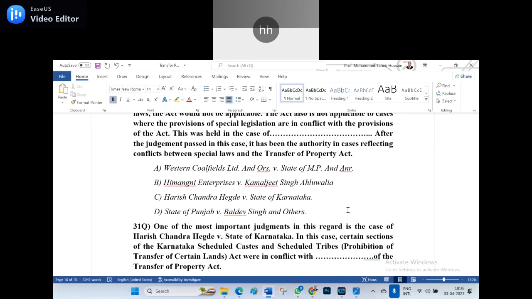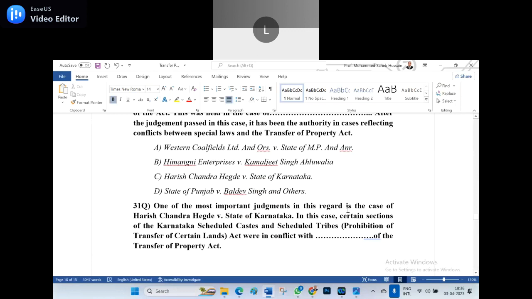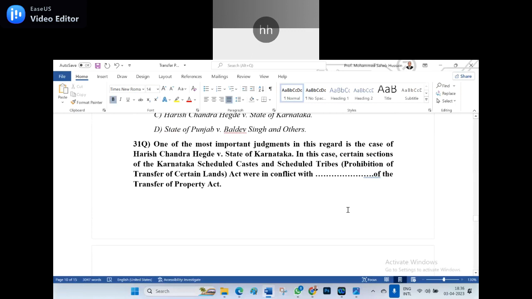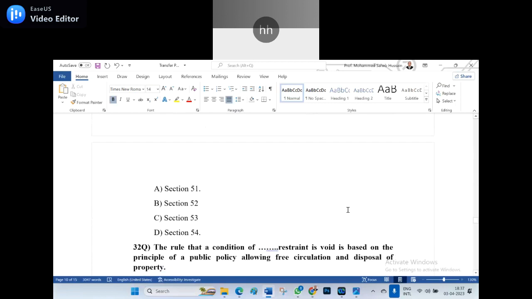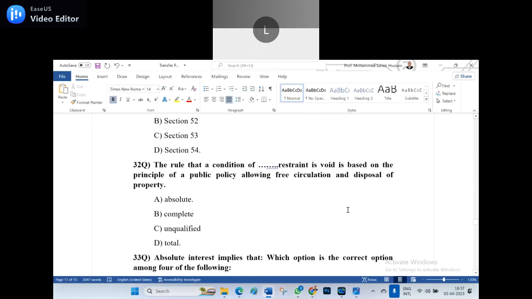What is the case law name? Harishchandra Hegde versus State of Karnataka. That is the case law. One of the most important judgments in this regard is Harishchandra Hegde versus State of Karnataka. In this case, certain sections of the Karnataka Scheduled Caste and Scheduled Tribe Prohibition of Transfer Act were in conflict with the dash of the Transfer of Property Act, which I already dealt with. What is the right answer? A, 51. I already dealt with this.